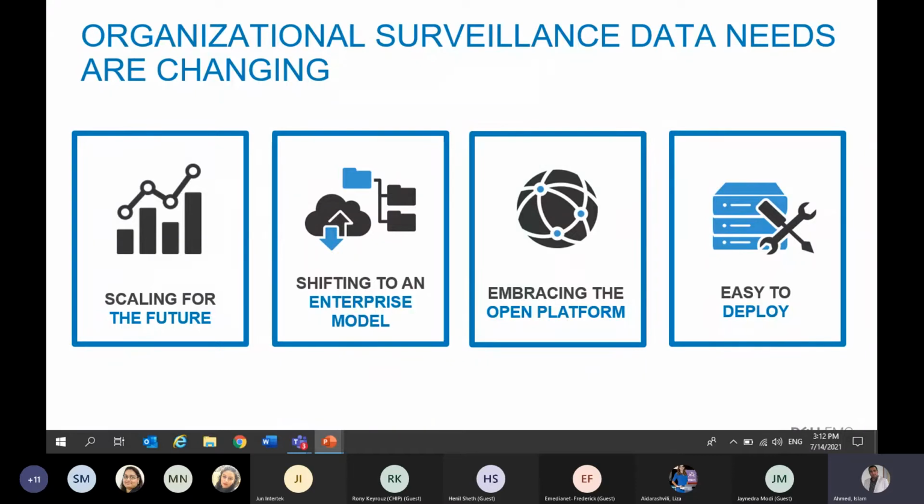So there are four factors we have to consider in order to face the challenge of increasing data. First, scaling for the future. Second, shifting to an enterprise model. And third, embracing the open platform. And of course, all this has to be easy to deploy.